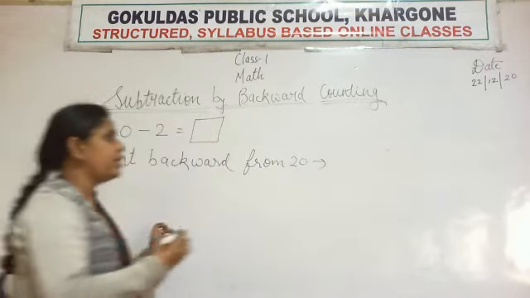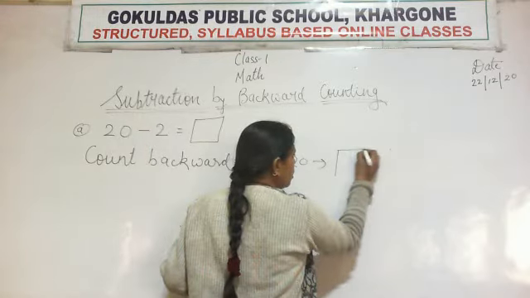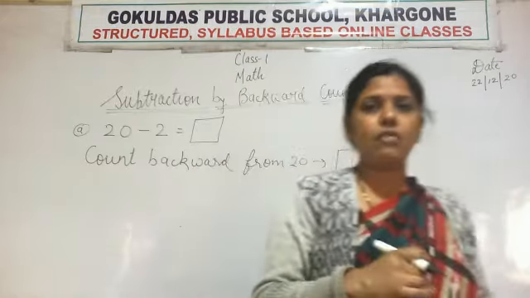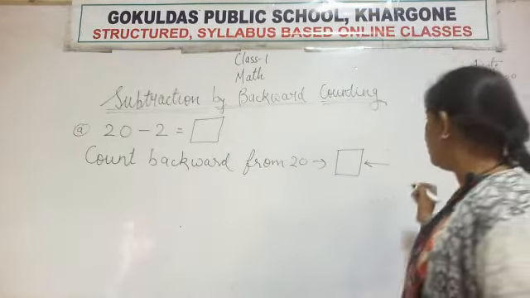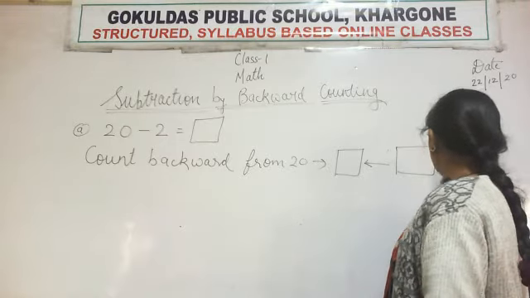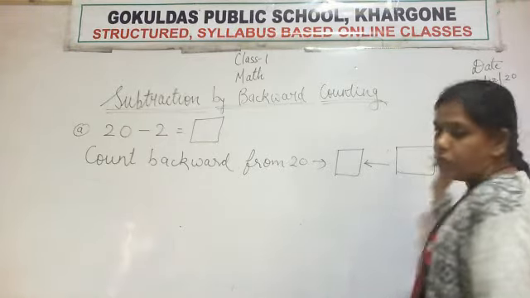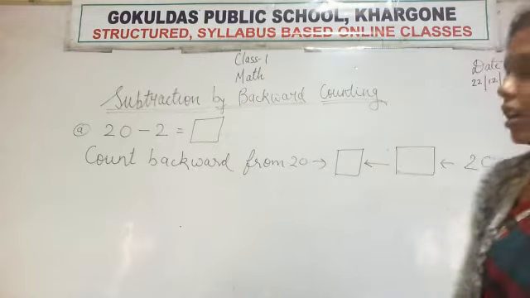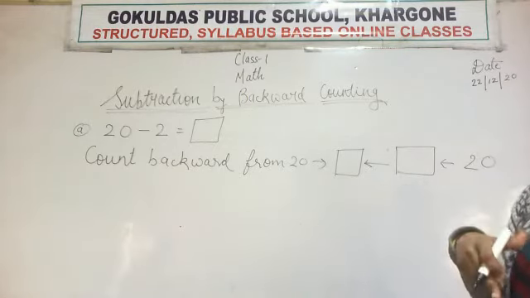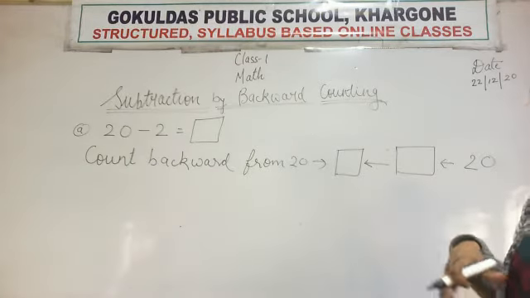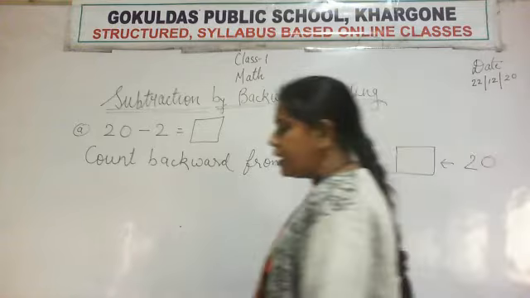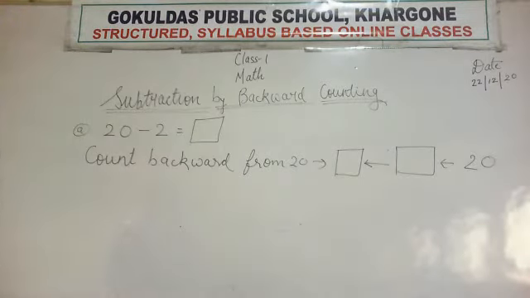So how many numbers do we have to count backward? 2 numbers. So make here 2 boxes, and the arrow will now be in this direction. क्योंकि हम पीछे की तरफ आ रहे हैं इसलिए now the sign of arrow will be changed. So make here 2 boxes and write here 20 because 20 is already given. Okay, and we have to count 2 numbers backward from 20. Write this much first, then I will explain. Write fast.